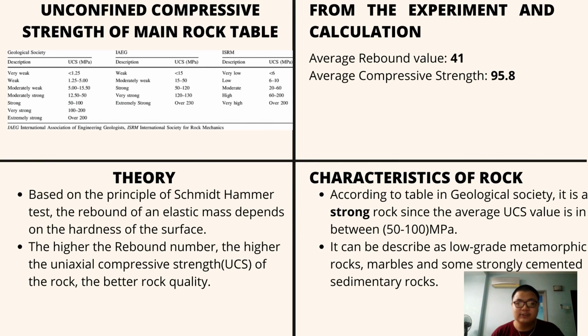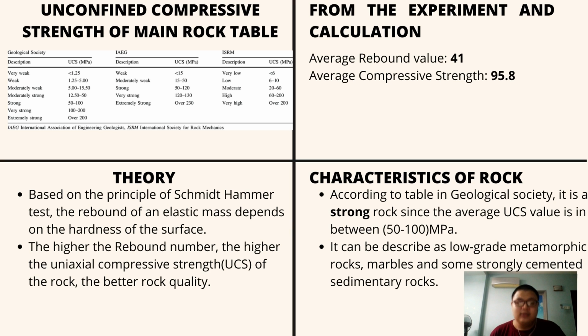Okay, so next we will move on to the discussion of experiment 2. From the experiment and calculation that we have done just now, we can find that the average rebound value is 41 and the average compressive strength is 95.8. So based on the theory of this experiment, the rebound of an elastic mass depends on the hardness of the surface, and it also means that the higher the rebound number, the higher the UCS value of the rock, and it also means that the rock has better quality.